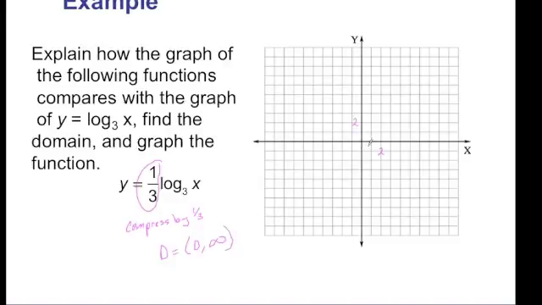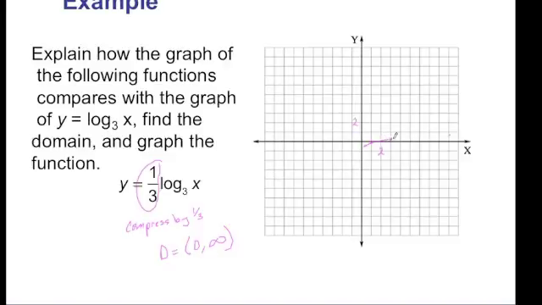But we had the point (1/3, -1). Now it's (1/3, -1/3). We had the point (1, 0). Now it stays the 1, but 0 times 1/3 is still 0. And we had the point (3, 1). Well, it stays the 3, but it compresses to 1/3. Our (9, 2) out here becomes (9, 2/3).